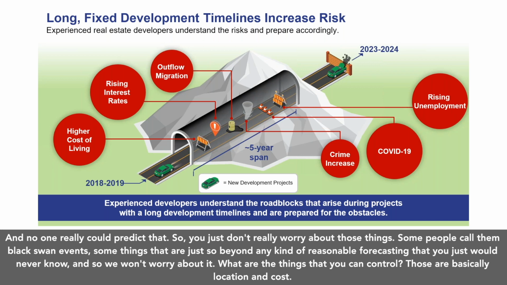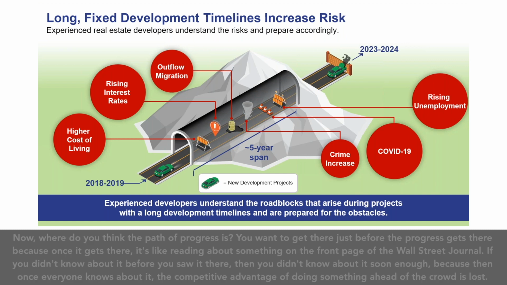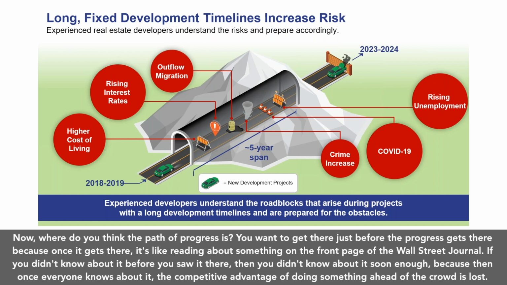What are the things that you can control? And that is basically location and cost. Okay, now, where do you think the path of progress is? You want to get there just before the progress gets there, because once it gets there, it's like reading about something on the front page of the Wall Street Journal. If you didn't know about it before you saw it there, then you didn't know about it soon enough, because once everyone knows about it, the competitive advantage of doing something ahead of the crowd is lost.